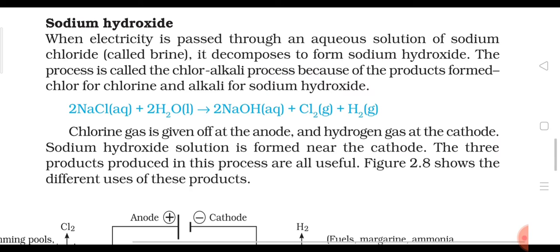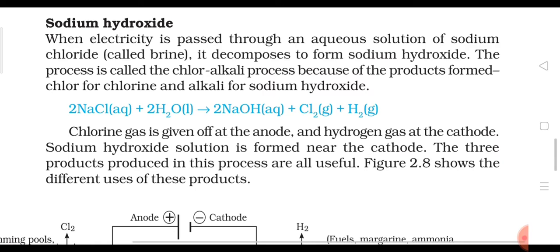So the first one is sodium hydroxide. Yesterday we discussed just the introduction of it. Today we will be discussing this process of chloralkali in detail with the help of the figure which is given in this part. So let us start this. When electricity is passed through an aqueous solution of sodium chloride called brine, it decomposes to form sodium hydroxide. The process is called the chloralkali process because of the products formed, chlor for chlorine and alkali for sodium hydroxide.